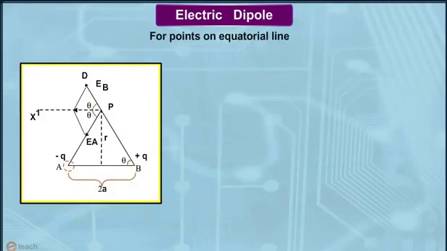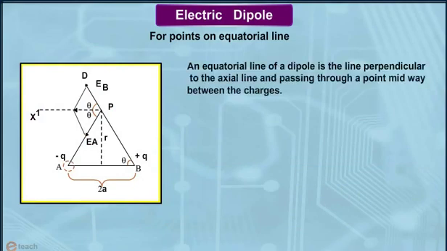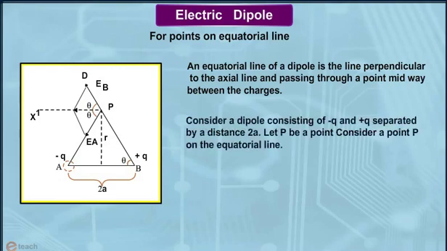For points on the equatorial line. An equatorial line of a dipole is the line perpendicular to the axial line and passing through a point midway between the charges. Consider a dipole consisting of Q and minus Q separated by a distance 2a. Consider a point P on the equatorial line.